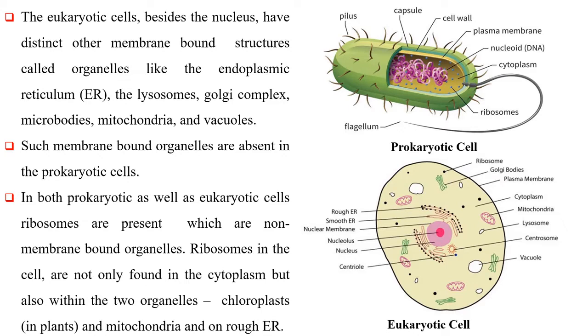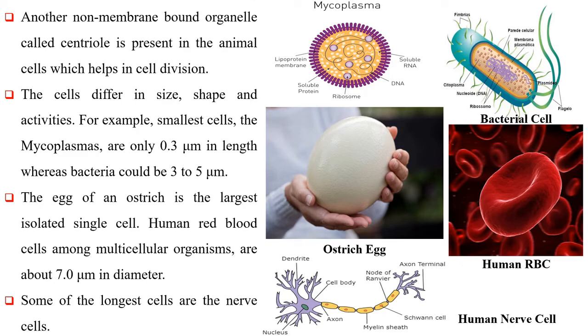In both prokaryotic as well as eukaryotic cells, ribosomes are present which are non-membrane bound organelles. Ribosomes in the cell are not only found in the cytoplasm but also within the two organelles chloroplasts and mitochondria and on rough endoplasmic reticulum. Another non-membrane bound organelle called centriole is present in the animal cell which helps in cell division.